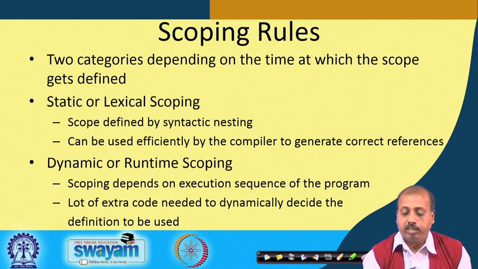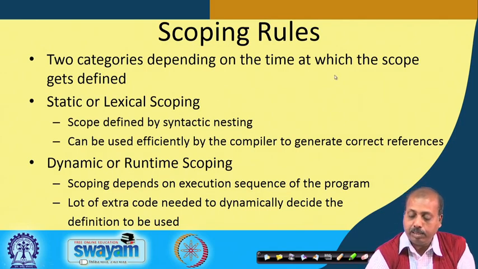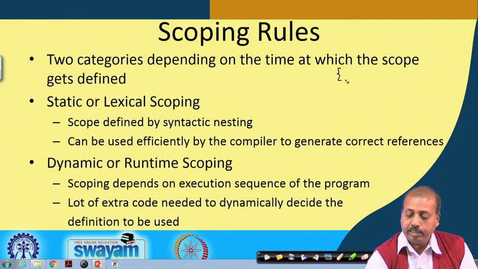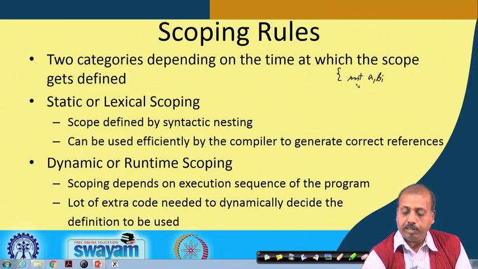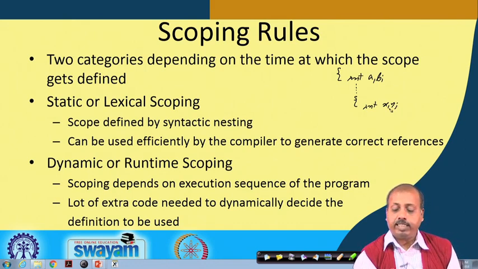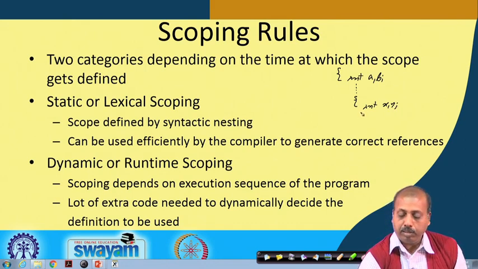If I have something like this, suppose there is a block, and in that block I have the variables a and b, and then there is another block here, and there I have the variables integer x, y. This static or lexical scoping tells that whatever is defined in the outer block is also visible to the inner block, but whatever is defined in the inner block is not visible to the outer block. So, these x and y variables are not available at this point.